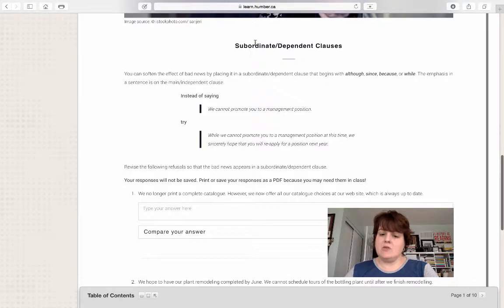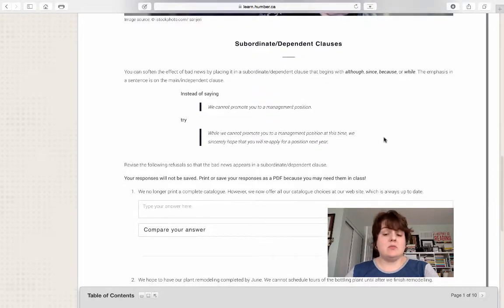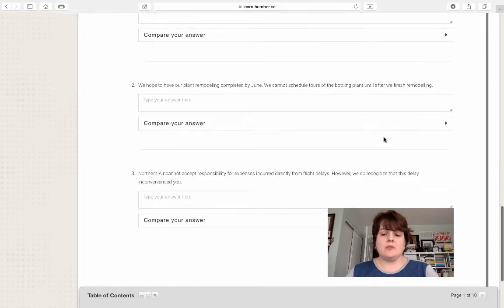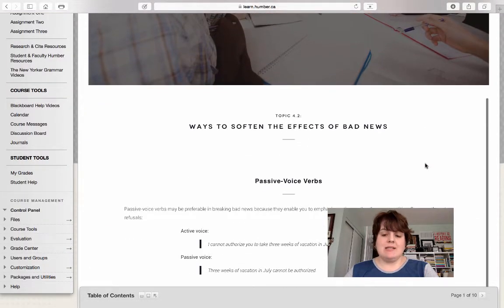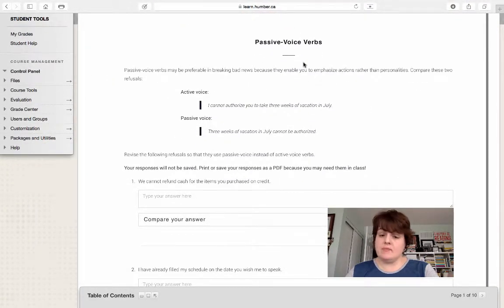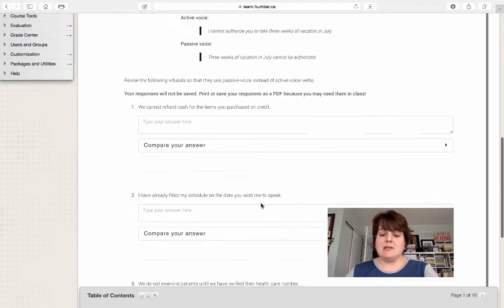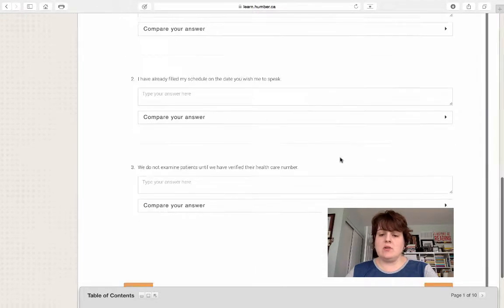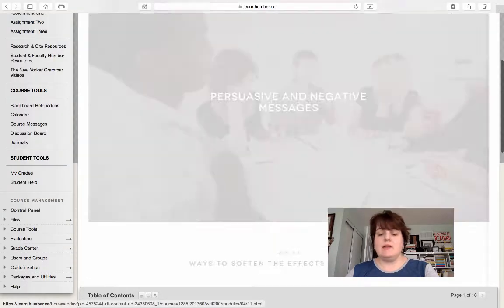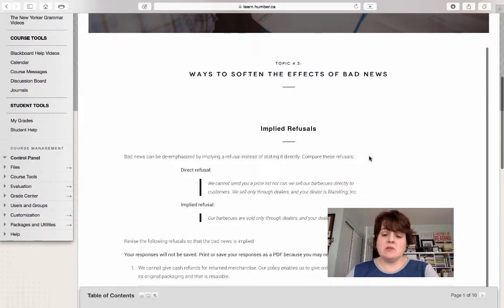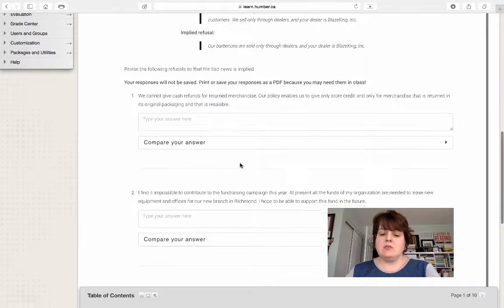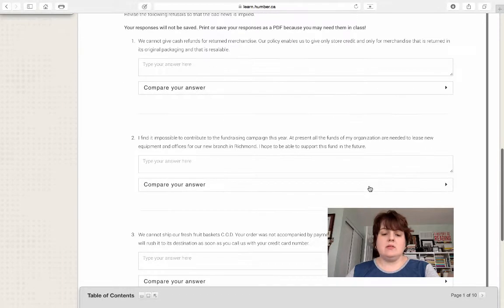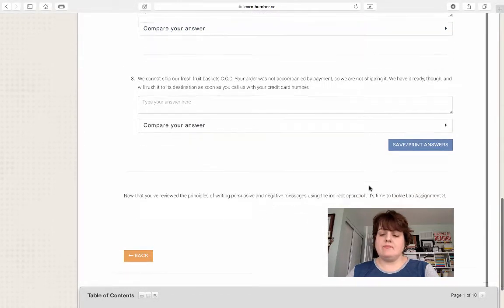The first technique is to use a subordinate or dependent clause to put your negative news in. You can try these out. The second is passive voice verbs. Just like we talked about, the difference between active voice and passive voice, you can do some practice here on this. Compare your answer to the answers that are provided. And then the third technique is something called implied refusals. Again, you can give this a try too, read about what it's about, and then try your own hand at some sample questions. Okay?